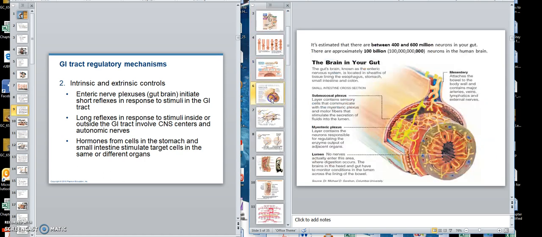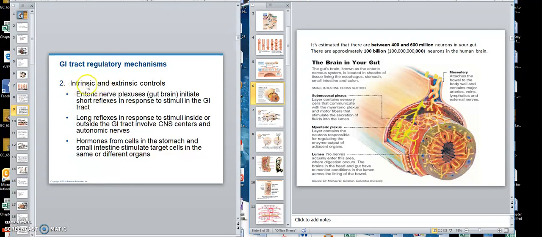And so the intestine is just chock full of nerves. There are an estimated 400 to 600 million neurons in your gut. There are approximately 100 billion in the brain. So the intestine has its own nerve supply up in there. Now it's modified by the extrinsic, and remember this would be the autonomic nervous system, not the somatic. Somatic handles skeletal muscle. So it's modified by that, but it can operate independently also with all these enteric controls.